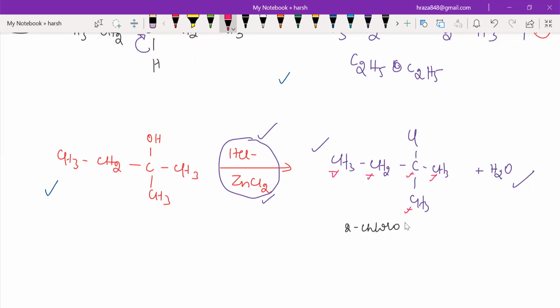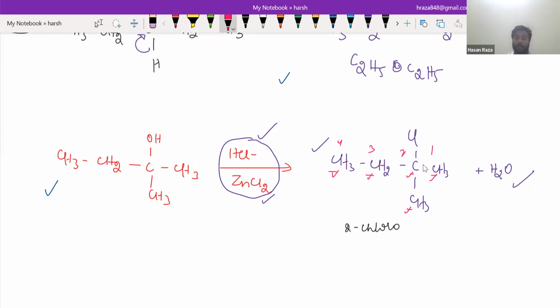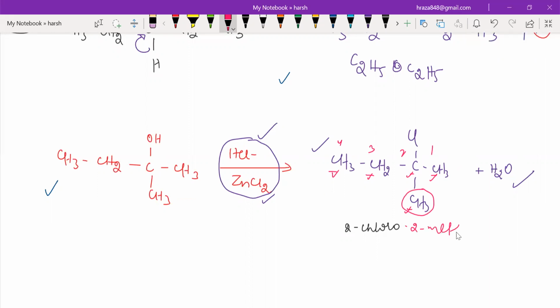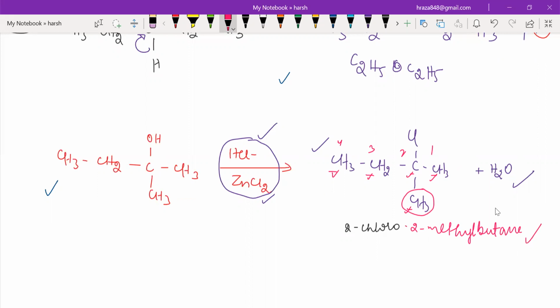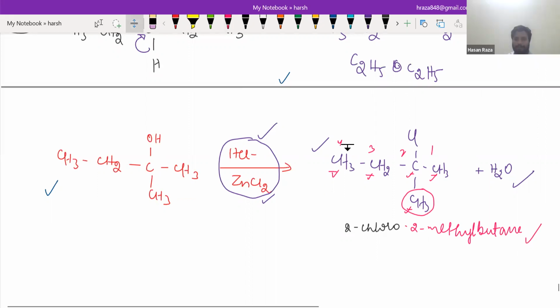So pentane. You are going to number it like this. In the parent chain, you have 4 carbons and 1 as a substituent. So the name will be 2-chloro-2-methylbutane, not pentane. How many carbons in the parent chain? 4 carbons, singly bonded, so butane. Okay.